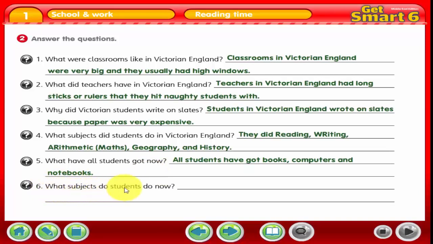Number 6. What subjects do students do now? ما هي المواد التي يدرسها الطلاب الآن وفيها شيء من الأداء؟ يعني do ربط الفعل do مع subjects not learn علشان يقول إن فيها شيء عملي، يعني بيطبق فيها شيء الطالب. اللي عندنا المواد اللي هي science, art and social studies والاجتماعيات.